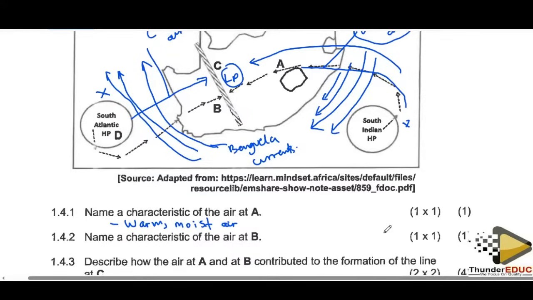And 1.4.2, they say, name a characteristic of the air at B. This is our air at B here. Like I mentioned, this air is crossing over cooler conditions. So it means it's going to be a cold, dry air.